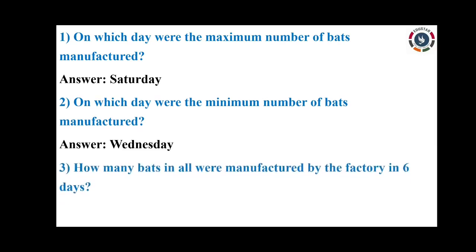Third question. How many bats in all were manufactured by the factory in a week? So, we have to find how many bats were manufactured in 6 days. That is also given in the table. 455 bats were manufactured in a week.